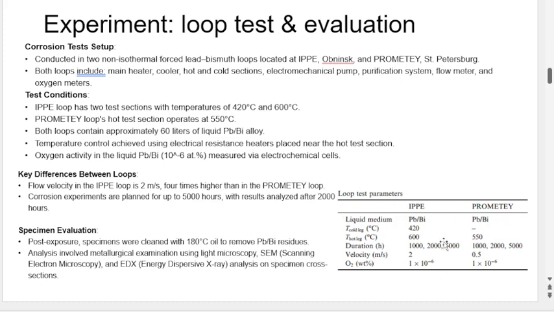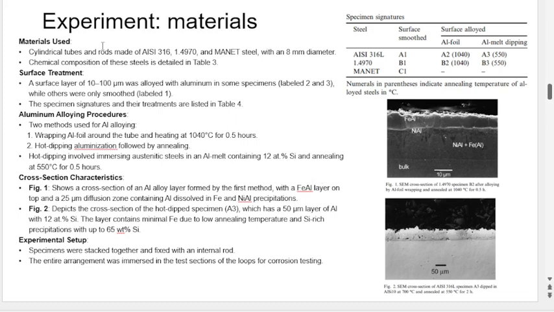This is the table showing us the comparison between the IPPE loop and the Prometei loop. Okay, as for the materials used, it is AISI 316, 1.4970, and a Manet steel, with the composition and the surface treatment as you can see from the table.